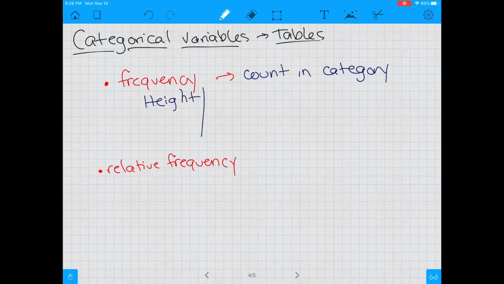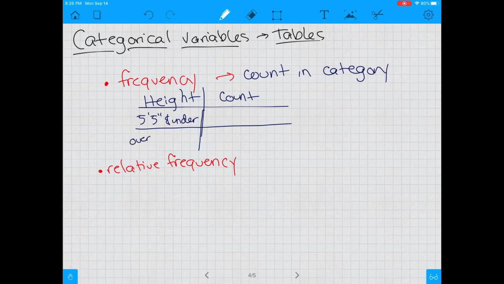So, for example, let's say I'm going to create a small table here. Let's say I've got height here and the count over here. I'm going to create exactly 2 categories: 5 foot 5 and under, and over 5 foot 5. So let's say I have 6 people here and 7 people here. This is an example of a frequency table because all I'm looking at are the counts. What is the number of people that fall into each category?